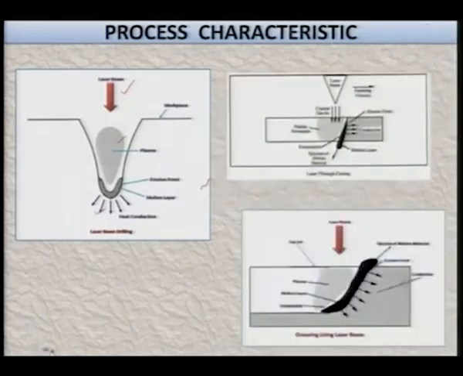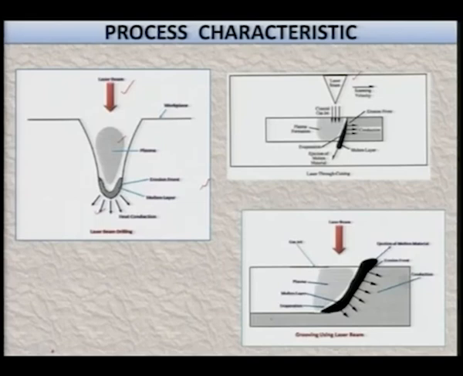Now, you can see here that you can also have through cutting with the help of the laser beam, and you can clearly see that the laser beam is there. As I have mentioned earlier, either the beam can scan the workpiece surface or the workpiece can move with respect to the laser beam, depending upon the features available in the laser beam machining system.